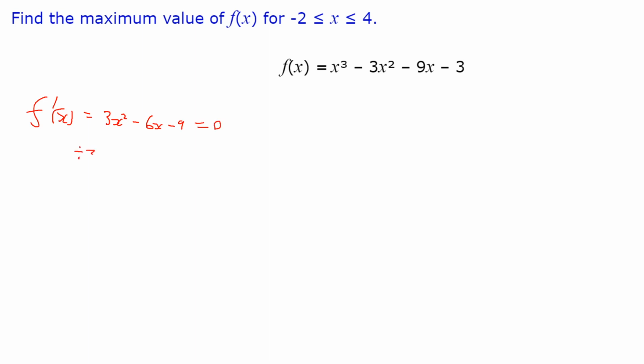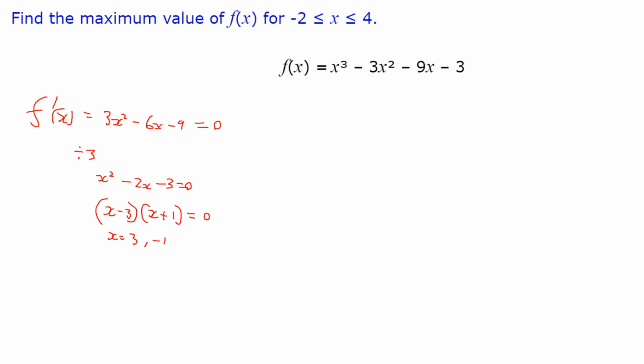So first I'm going to divide it by 3. So we're left with x squared minus 2x minus 3 is equal to 0. Two numbers that add up to make minus 2 but multiply to make minus 3. Minus 3 and 1. So this is x minus 3, x plus 1 equal to 0. So x is equal to 3 and minus 1. The question is which one is a minimum and which one's a maximum?